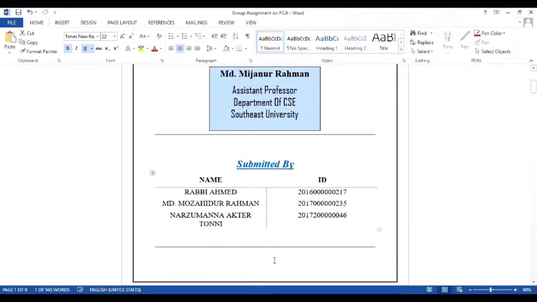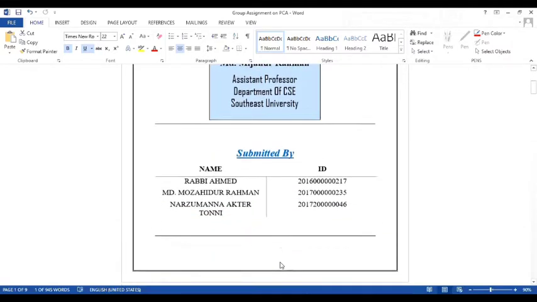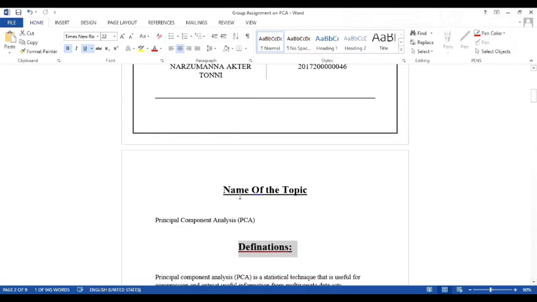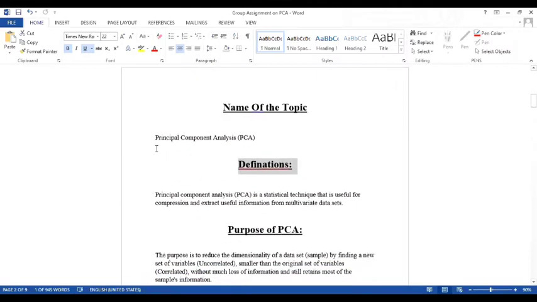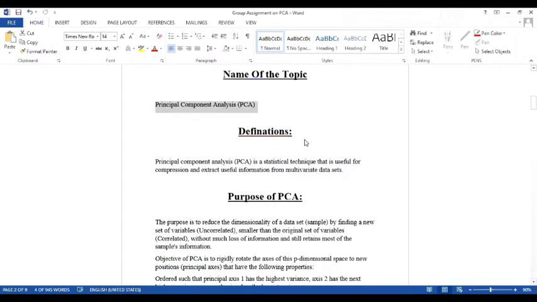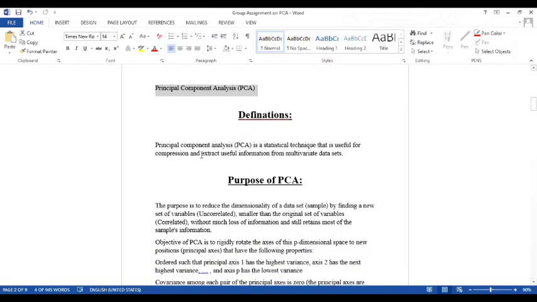We are three members working on this assignment, and our topic was principal component analysis, which is PCA in short. First of all, we have to know what principal component analysis is. According to the definition, principal component analysis is a statistical technique that is useful for compression and to extract useful information from multivariate data sets.